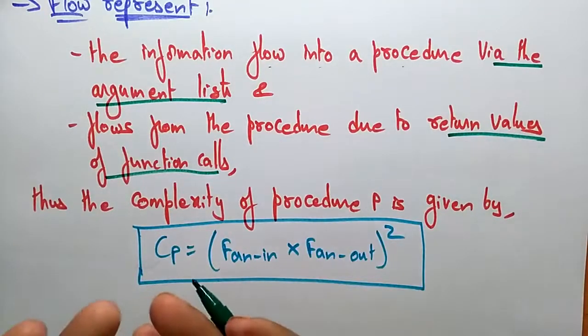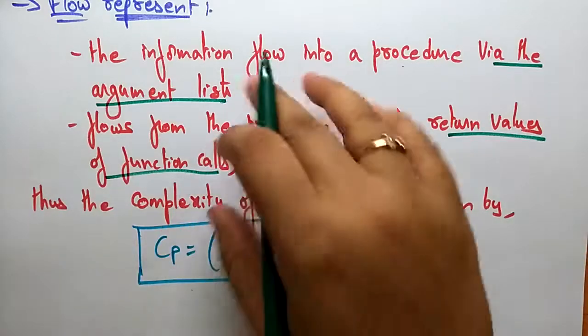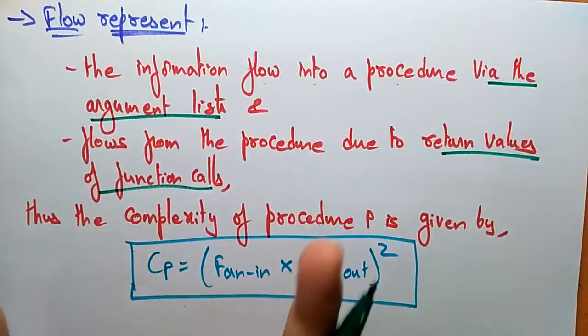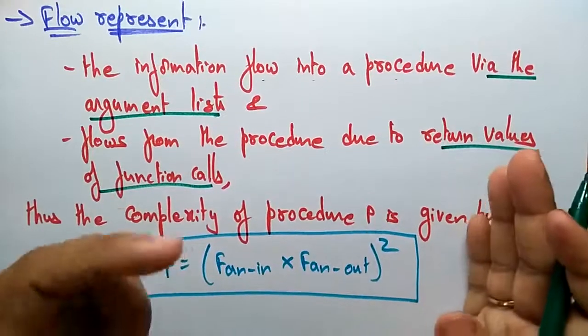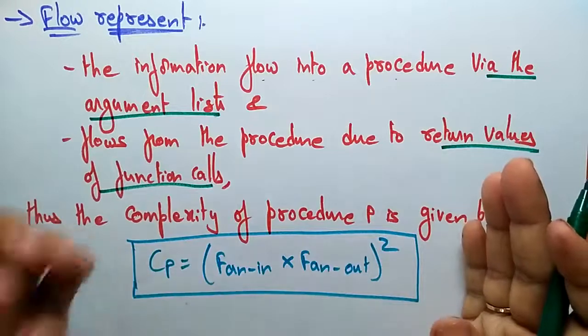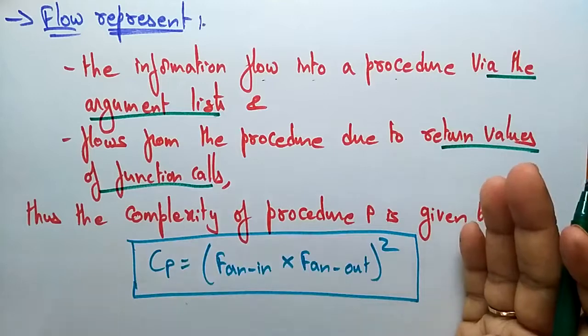If you want to read the data, you need the argument list. That is the information flow that we take from the user. If you want to execute, you have to return the value from the procedure, through function calls. That is the out. So fan-in, fan-out. This is the flow representation. The flow is not just passing; it is the variables you use for input and output, and the functions you use for inputting and outputting, that you call a flow.